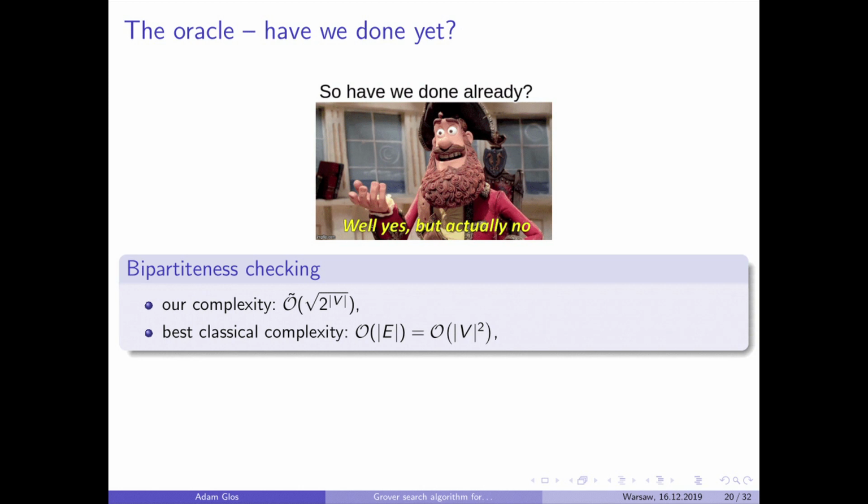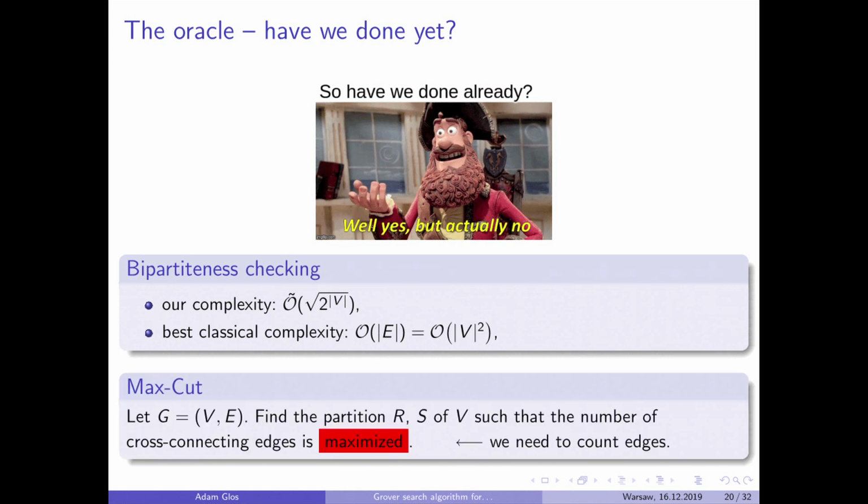But actually, this wasn't the problem that we were trying to solve. We didn't want to check whether all edges can connect vertices with different colors, but how many edges can connect different colors. So what we actually need is a method for counting our edges and then comparing them.